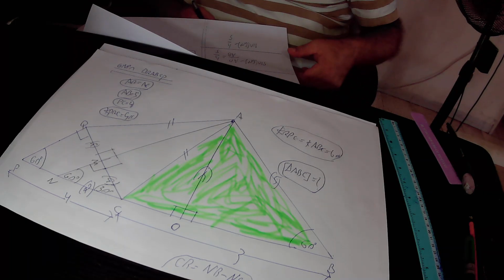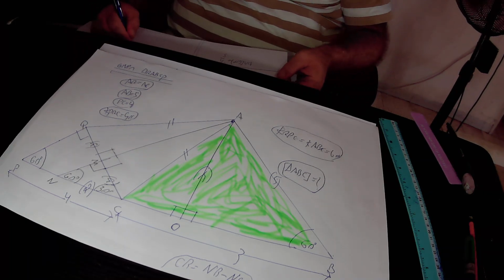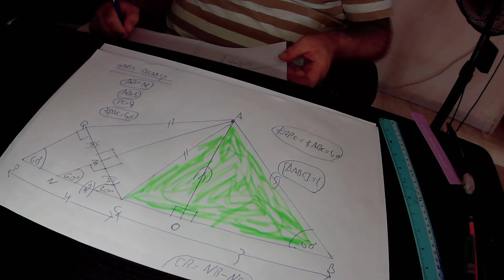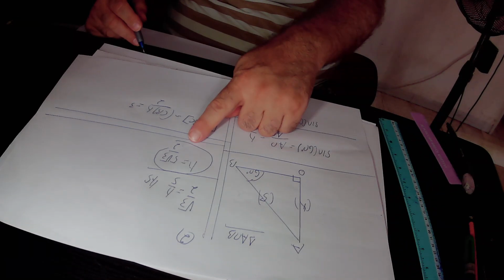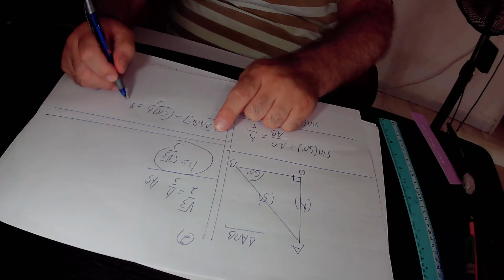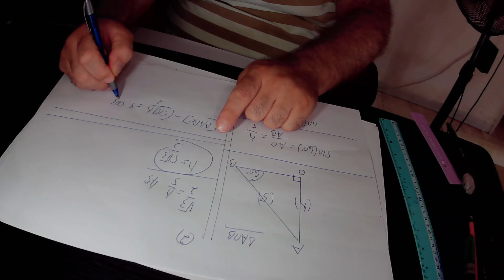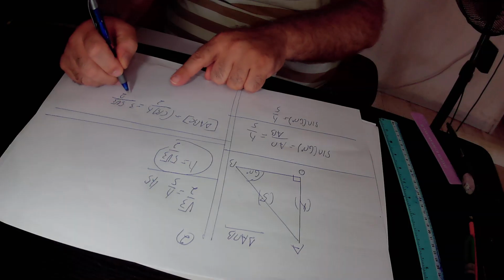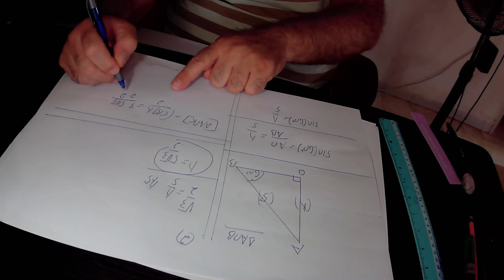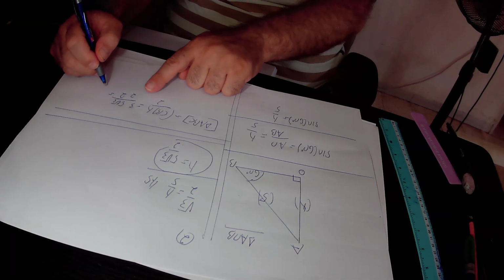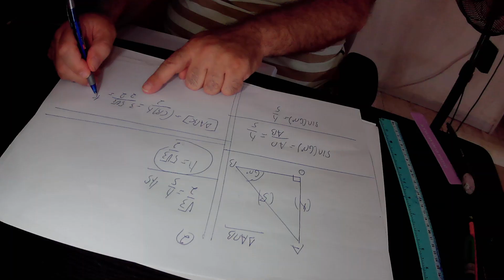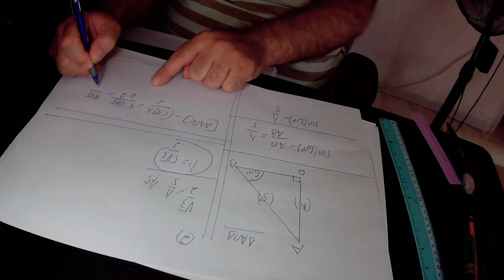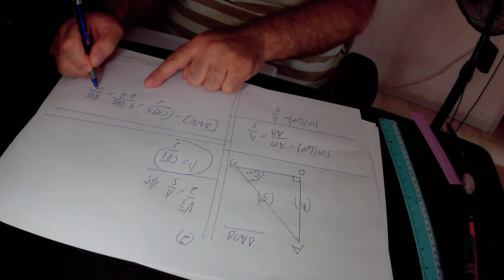CB equals 3 units in its length, and H, which is AO, is equal to 5 times square root of 3 over 2, divided by 2. 3 times 5 is 15, so in the numerator we have in total 15 times square root of 3, over 2 times 2, that is 4.